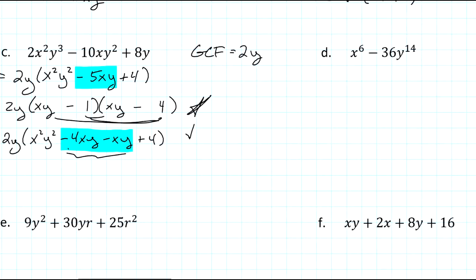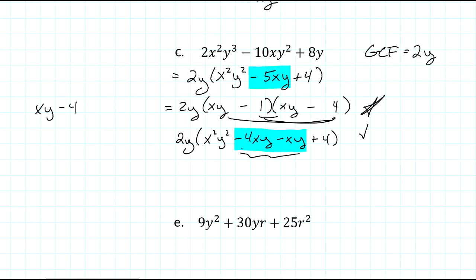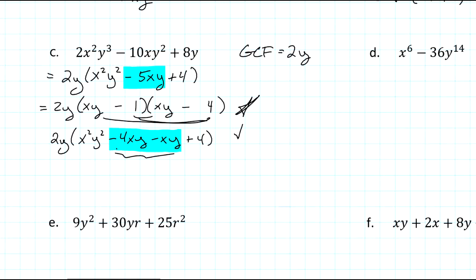I do want to point out, as long as I'm thinking about it, xy minus 4 almost looks like a difference of squares, but the xy is not a perfect square, so that wouldn't actually work there. In case that was something that popped into your head. All right, let's look at part D.